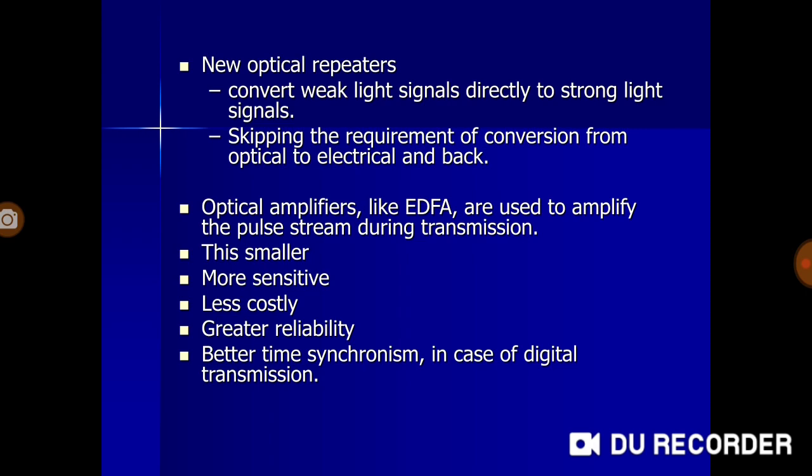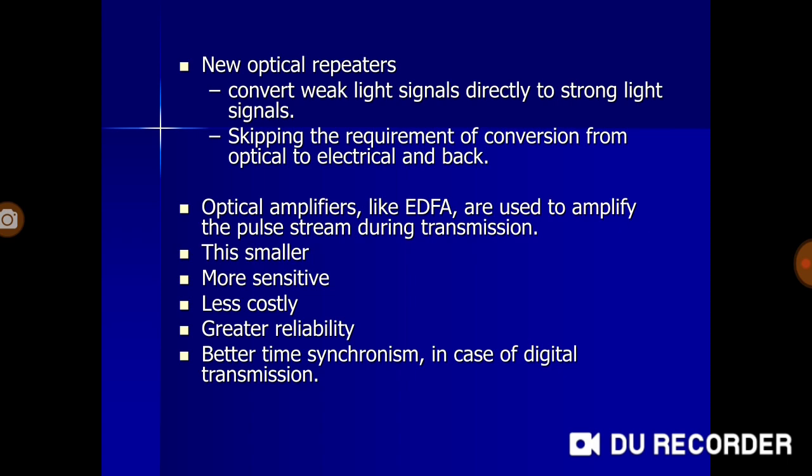Now, new optical repeaters convert weak light signals directly to strong light signals, skipping the requirement of conversion from optical to electrical and back. Now, we have seen that as per the block diagram we have discussed, it consists of a receiver and a transmitter. What does it do? It does optical to electrical conversion, amplifying, shaping and all that, and then again converting it from electrical to optical. Now this conversion was required. Why? Because it needed to be reshaped and amplified.